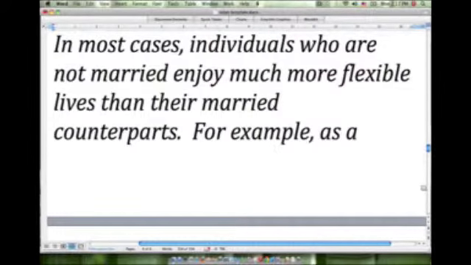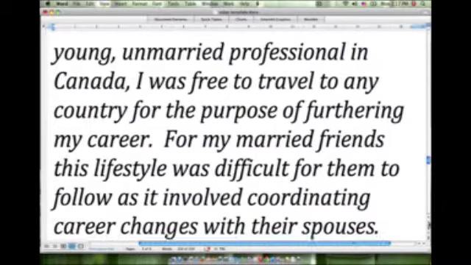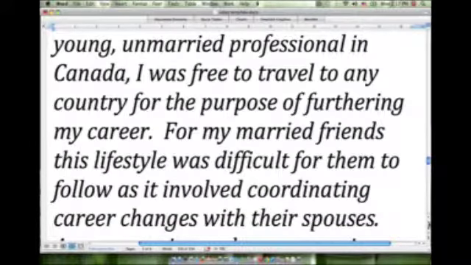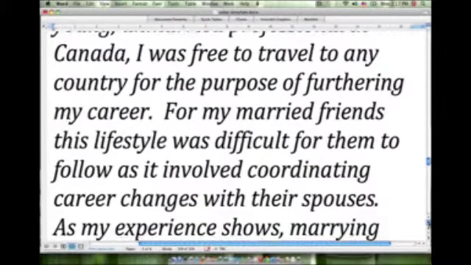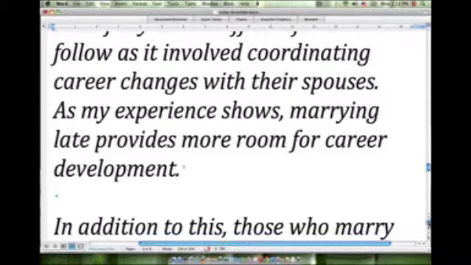In most cases, individuals who are not married enjoy much more flexible lives than their married counterparts. For example, as a young unmarried professional in Canada, I was free to travel to any country for the purpose of furthering my career. For my married friends, this lifestyle was difficult for them to follow, as it involved coordinating career changes with their spouses. As my experience shows, marrying late provides more room for career development.